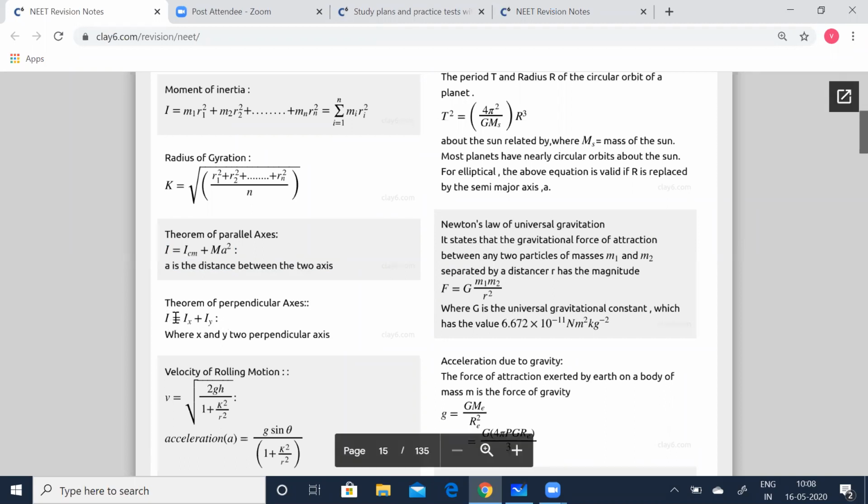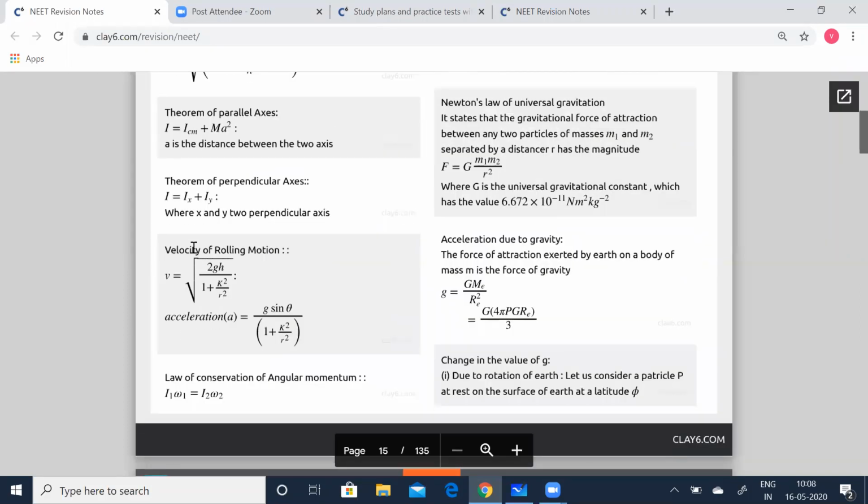I equals Ix plus Iy, where I stands for the moment of inertia of the body, Ix is the moment of inertia along the x-axis, plus Iy, the moment of inertia along the y-axis. So x and y are the two perpendicular axes.